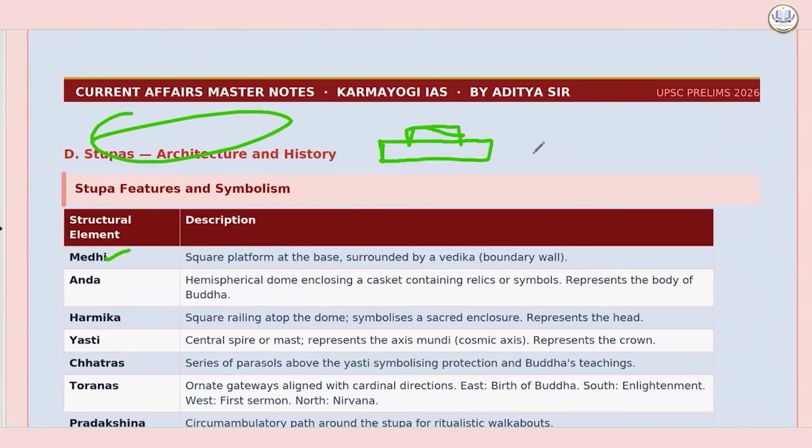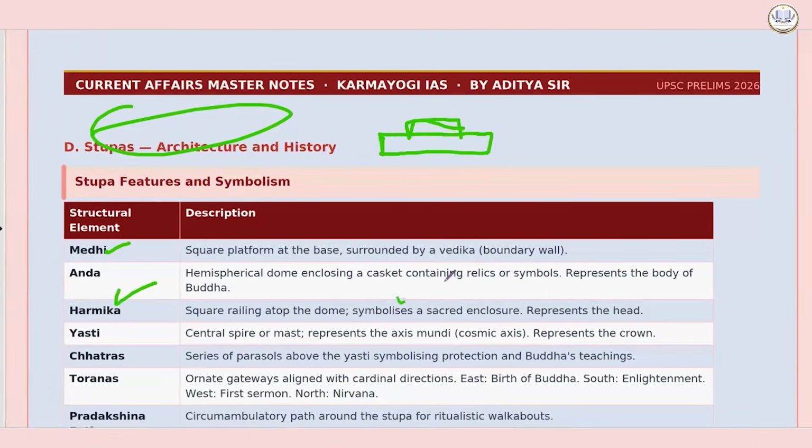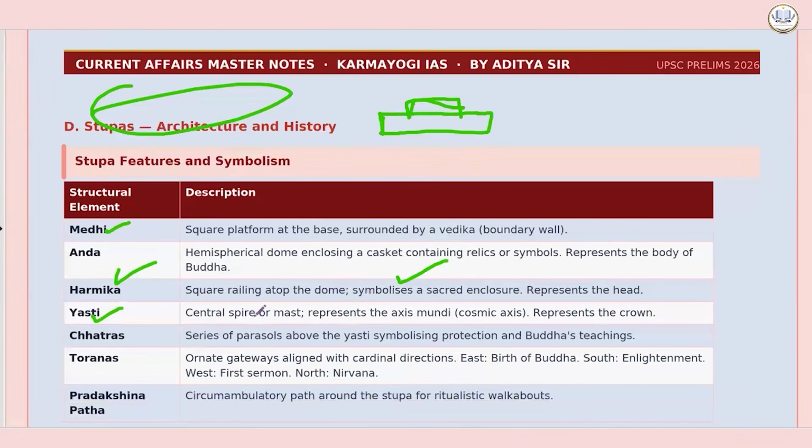We have Anda, a hemispherical dome enclosing a casket containing relics or symbols representing the body of Buddha. Harmika is a square railing atop the dome, symbolizing a sacred enclosure, representing the head. Yasti, the central spire or mast, represents the axis mundi, the cosmic axis, representing the crown. We have Chhatras, a series of parasols above the Yasti, symbolizing protection in Buddha's teachings.